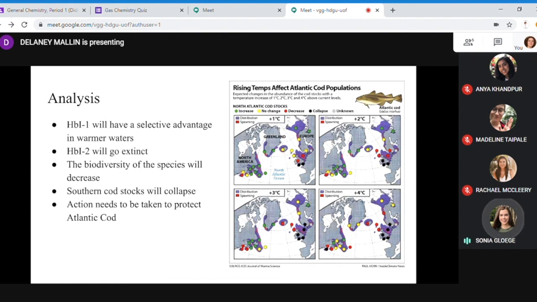It is essential for governments and fisheries to take into account the existence of different Atlantic cod hemoglobin variants while considering how to best conserve global fisheries. Since the divergence of the Atlantic cod hemoglobin types occurs along the lines of temperature, we can infer that the HBI1 type is more adaptable to the changing climate than the HBI2 type.